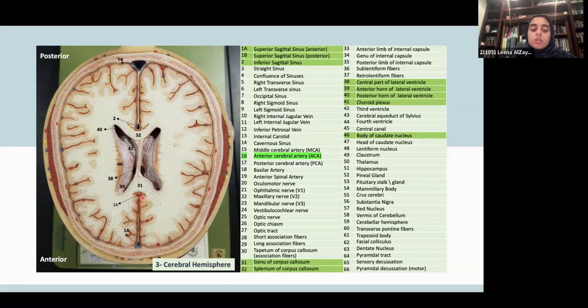Over here, we can see that this is the meninges, which is the falx cerebri. And in the lateral ventricle, what would we have? The choroid plexus made up of ependymal cells for CSF production. We have, over here, this is the inferior sagittal sinus.